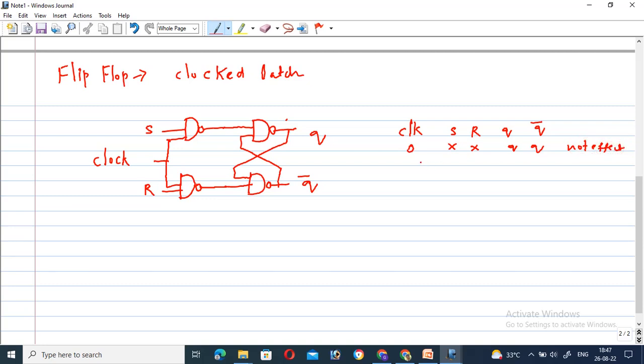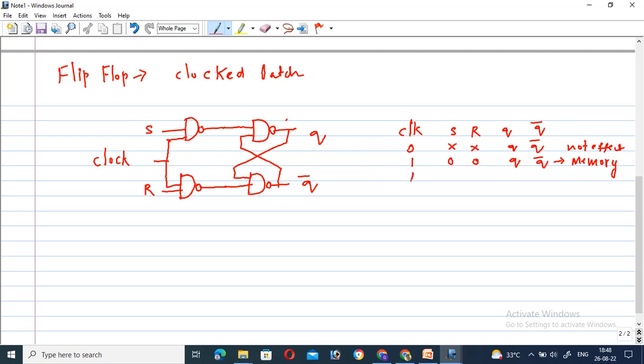Okay, if the clock is enabled and the S value is 0 and the R value is 0, at that time it also maintains the previous values. That's why it is called the memory state. The 0 0 condition in the case of the SR flip-flop, we can call the memory state. So let us see the other possibilities.